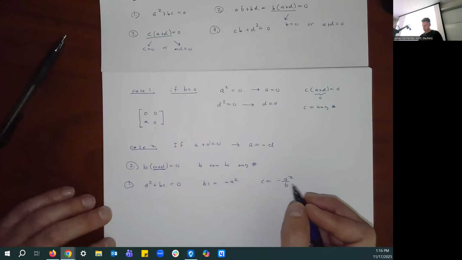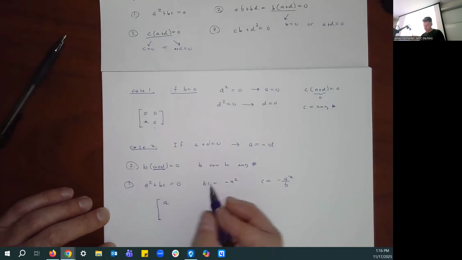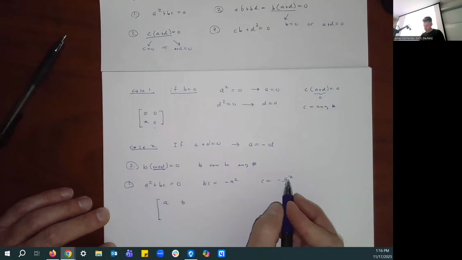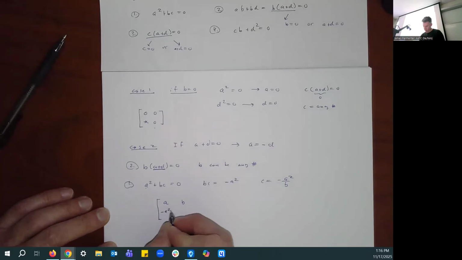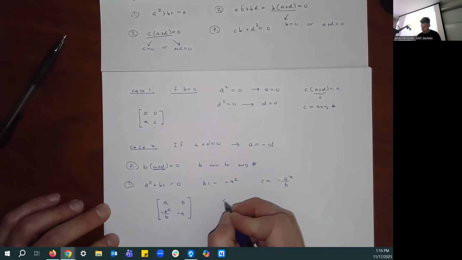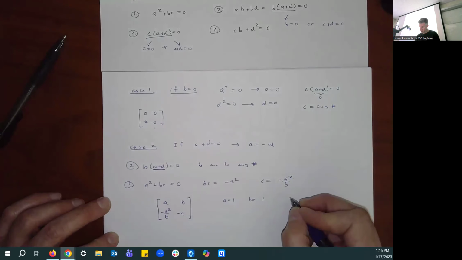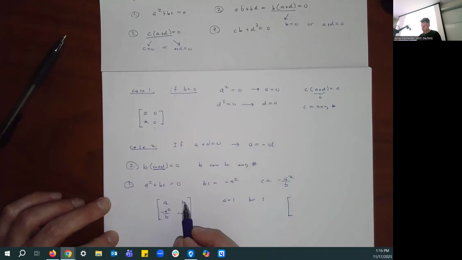Okay, so it looks like I've got everything together here. Check this out. I'm going to have A here, and then B is just whatever B is. C is negative A squared over B, and we already know that D is equal to negative A. So now just pick an A and a B. You can pick any numbers you want. We can be very unexciting here and pick A equal to 1 and B equal to 1 as well. If we do that, check out the matrix we get: 1, 1, negative 1, negative 1.